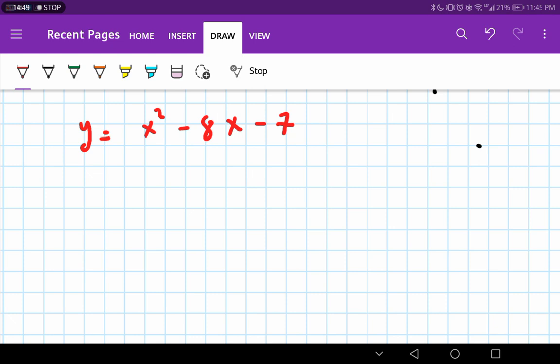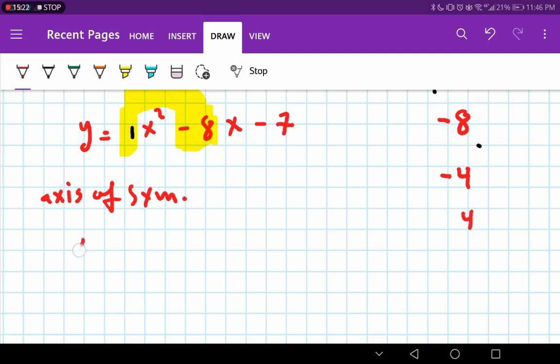The axis of symmetry I will find. How do I find it? It is negative b over 2a. There is no a, teacher. It is a hidden 1. So negative of negative 8 divided by 2. Now half of negative 8 is negative 4, switch the sign, 4. So x equals 4. This is the axis of symmetry.